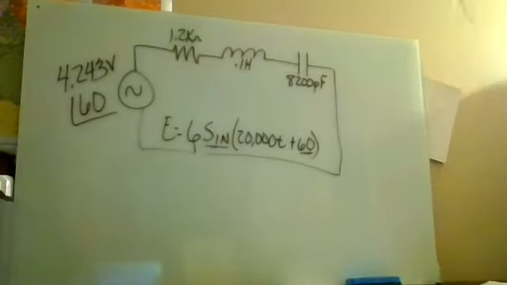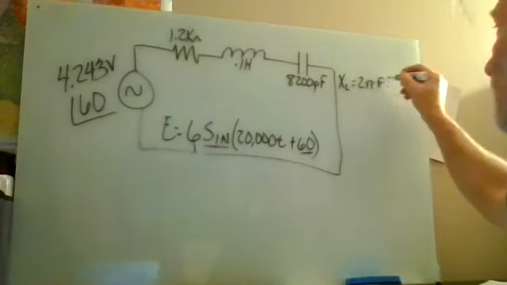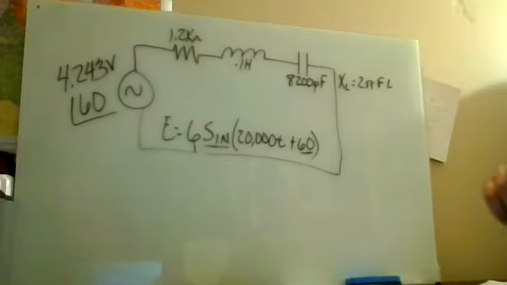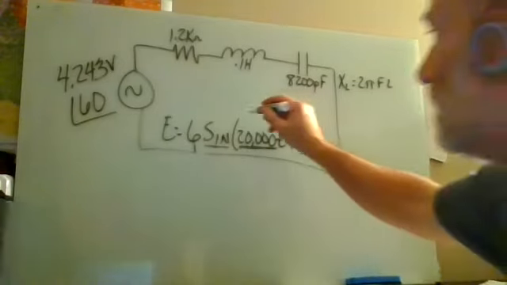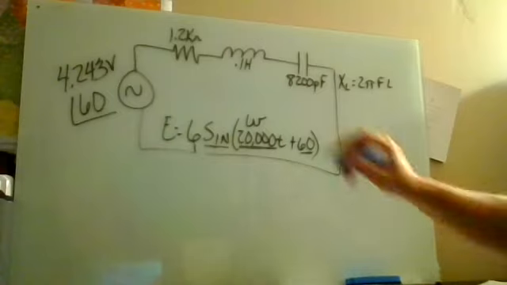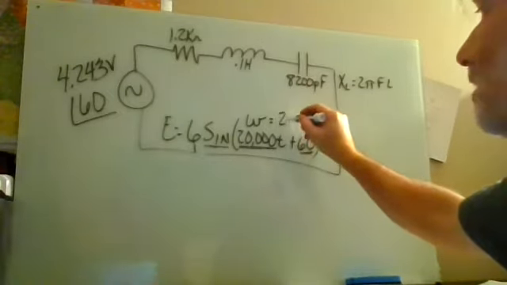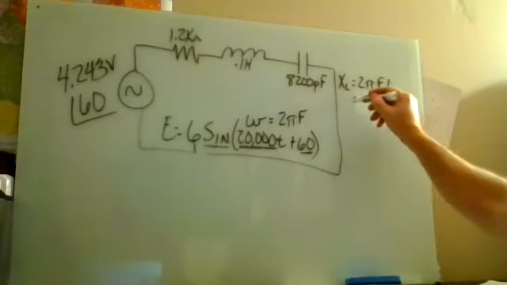Step 2 tells me what? Find X of C and X of L if I have to. So I'm going to look at my inductor and my capacitor. Are they in ohms? No, they're not. So I have to find X of C and X of L. X of L is equal to 2 pi FL. Well, I don't have a frequency, but what did I tell you this 20,000 was? That is omega, because it's usually omega T. And omega equals 2 pi F. So for this 2 pi F, I just put 20,000 in there.